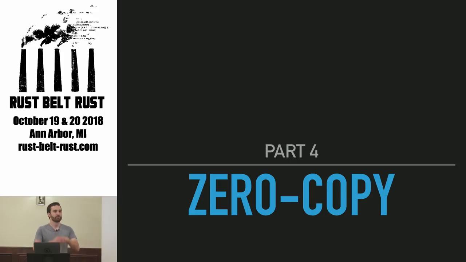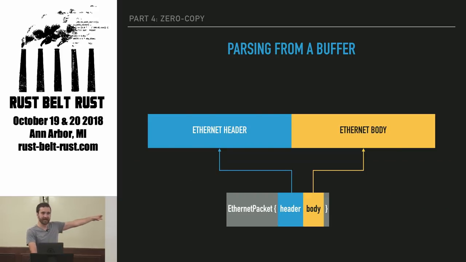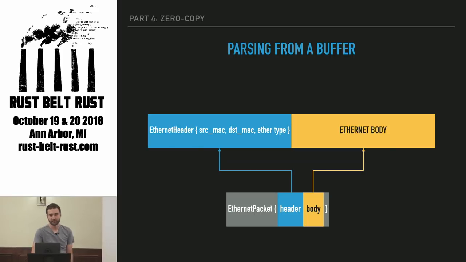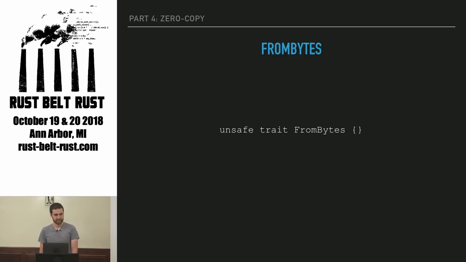All right, so that was all about how we do parsing, serialization. I mentioned at the very beginning that our header references are actually struct references, which you might have said, how the hell do you do that? And the answer is unsafe. Right, so this diagram actually looks like this diagram, right? It's just like, that's a header reference. So the way that we do this is with an unsafe marker trait called from bytes.